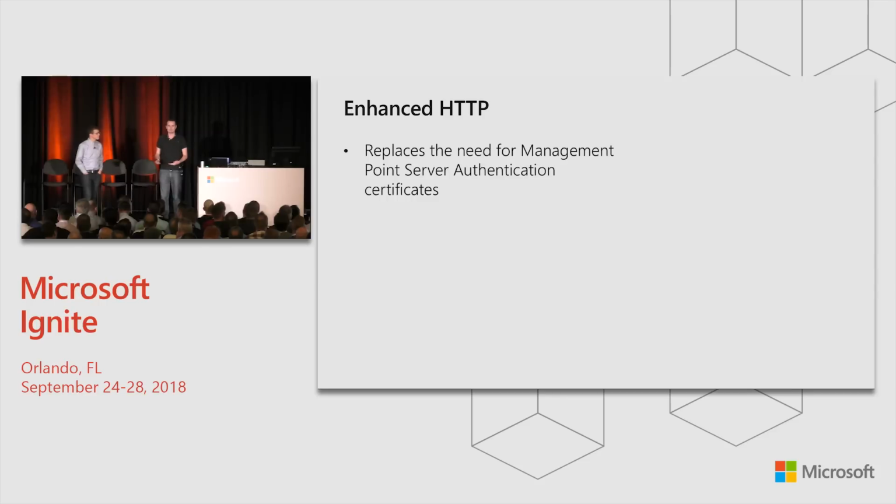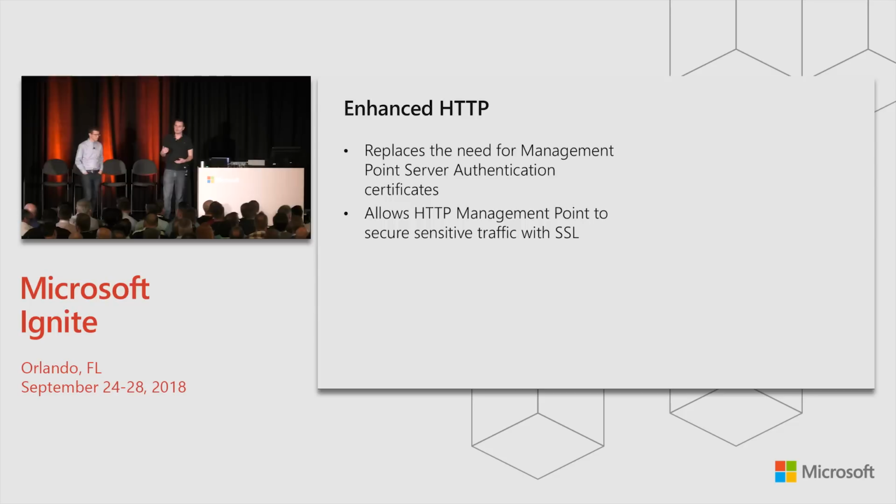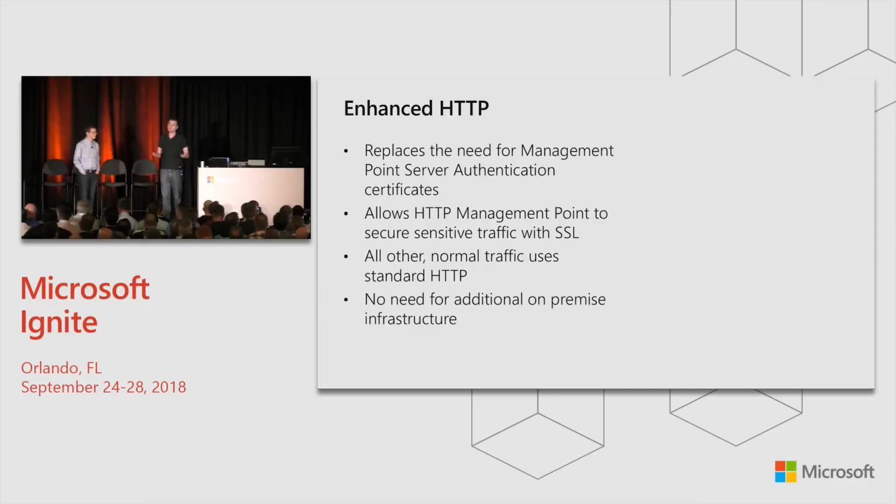The reason that we previously required HTTPS is to secure the Azure Active Directory tokens, because they're sensitive bits of data. We didn't want to be passing them around in clear text as part of HTTP. But what enhanced HTTP does is it allows us to pass those secret credentials as SSL, but over HTTP. So the rest of the management point traffic continues to use HTTP, but we'll pass those secure tokens as secured by SSL, which means that you don't need additional on-premise infrastructure, which again simplifies your requirements for setting up Cloud Management Gateway.